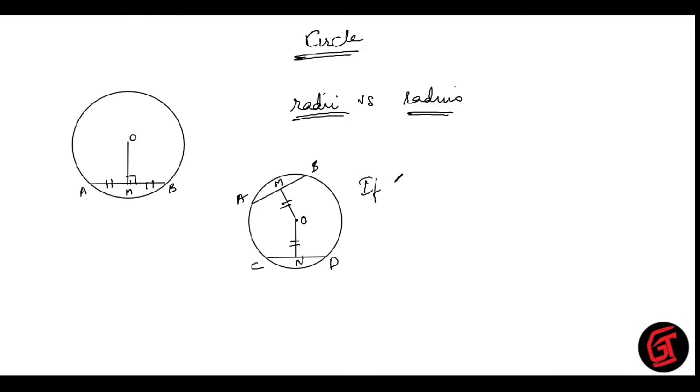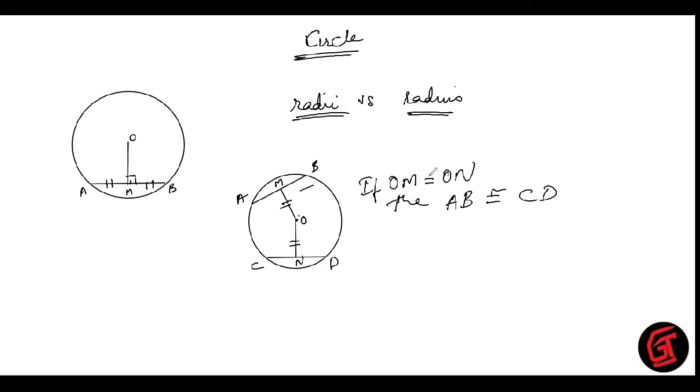So if OM is congruent to ON, that means they are equidistant, their distance from the center is the same. Suppose OM is equal to ON, then such chords, here AB and CD, AB is also congruent to CD. So if OM is equal to ON, then AB is congruent to CD. Okay, this is all your revision of your previous standards.